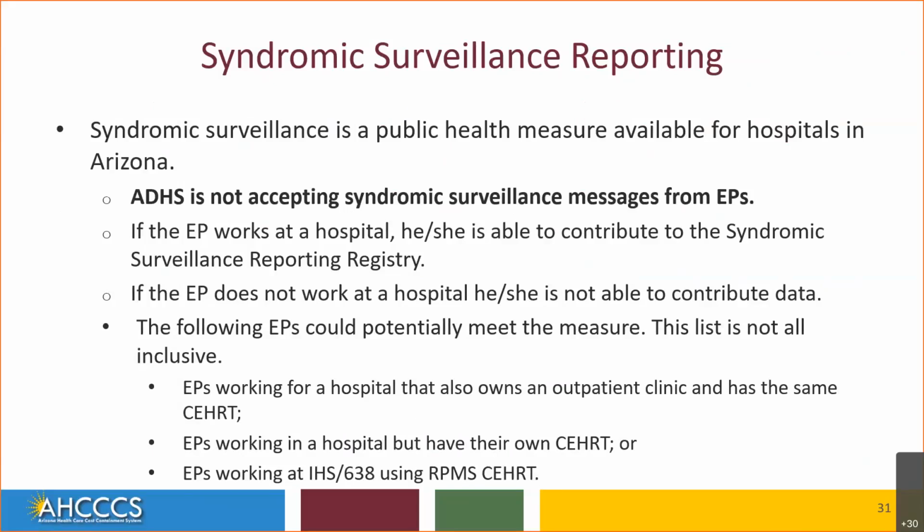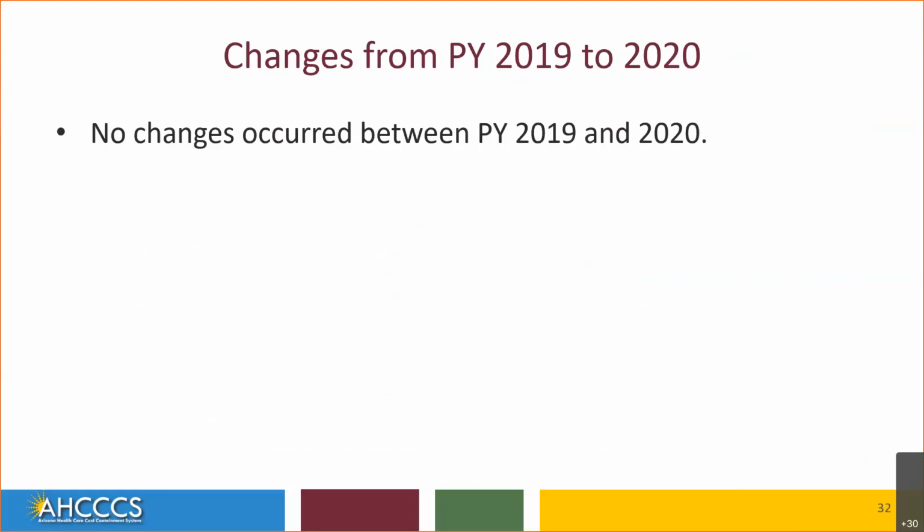The following EPs could potentially meet the measure. This list is not all-inclusive. The first example is EPs working for a hospital that also owns an outpatient clinic and has the same cert. Others are EPs working in a hospital that have their own cert, or EPs working at IHS using RPM cert. So keep in mind there are a few examples of EPs being able to meet the measure for syndromic surveillance in Arizona, but it is very rare, and those EPs do need to be connected with a hospital to submit that data. As you can see, no changes occurred between program year 2019 and program year 2020.